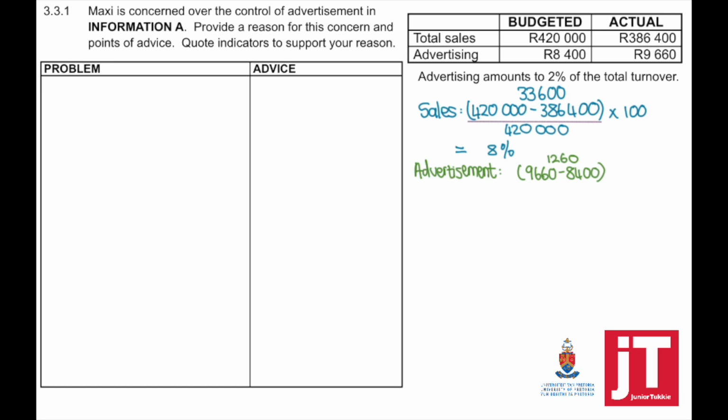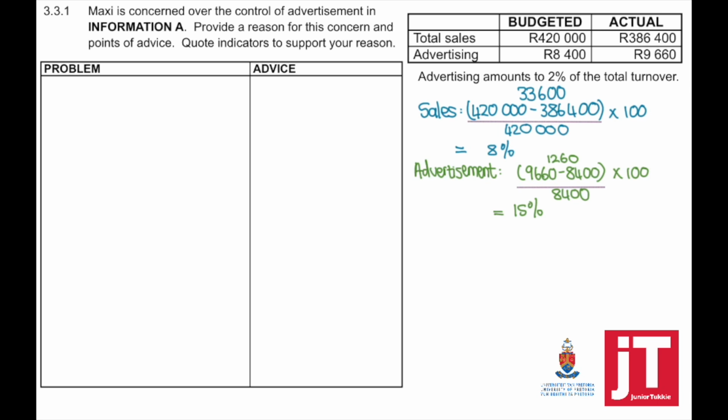If we're looking at the advertisement, our advertisement went from 8,400, which we budgeted, but we actually spent 9,660. So we spent 1,260 more. And if we work out the percentage, we divide that by 8,400. It gives us a 15% increase for what we spent more on advertising.